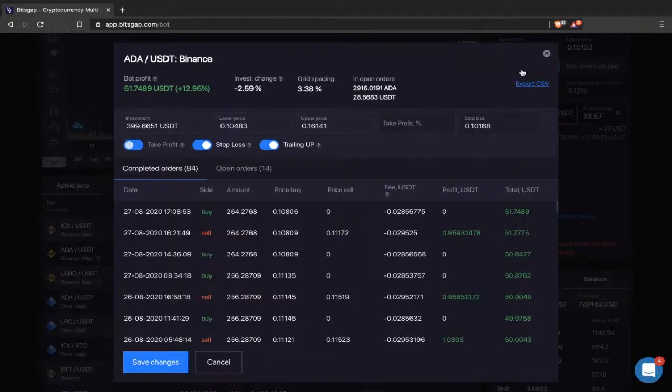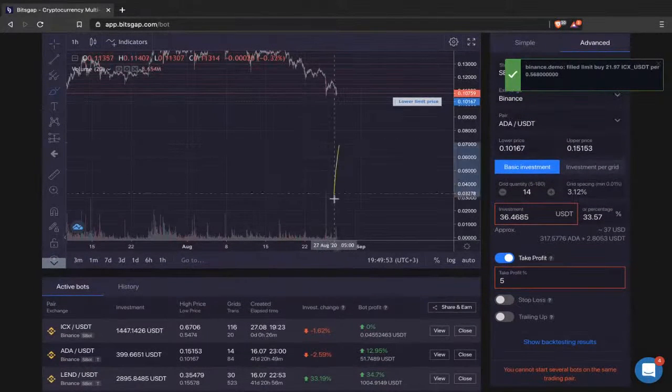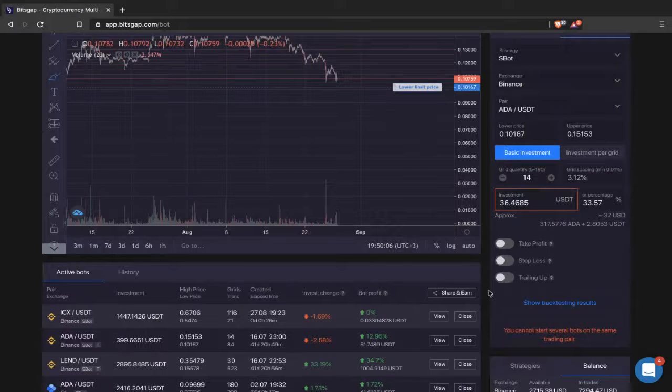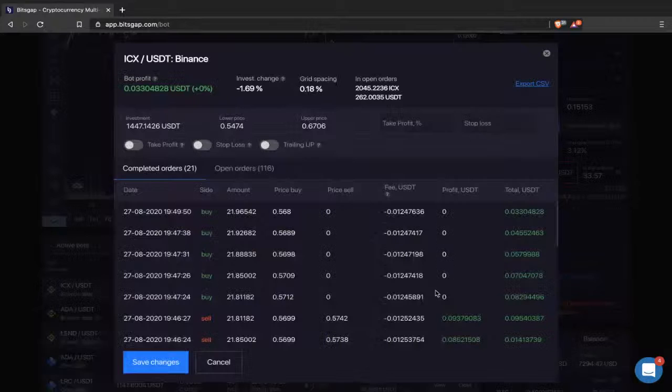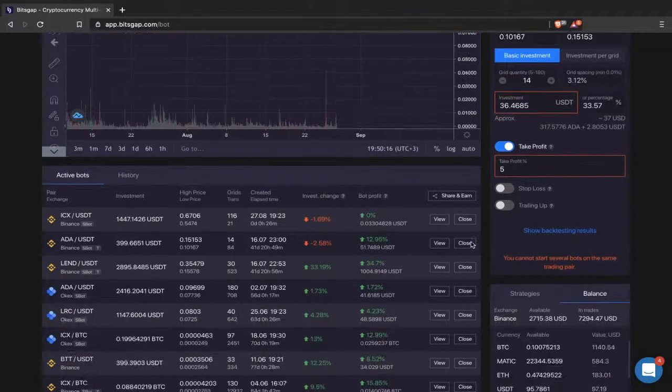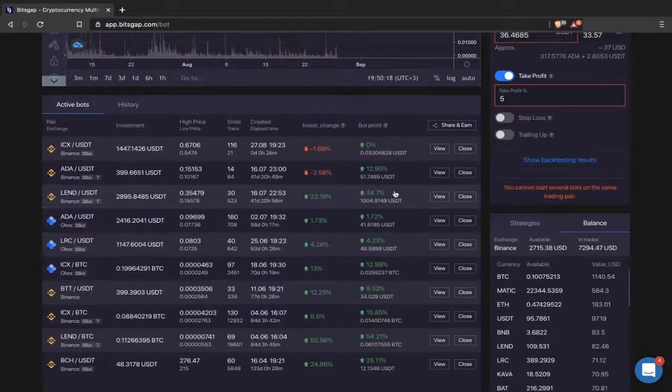So it can be that you are in a rush and the market is extremely volatile, it's moving like crazy, and you don't actually have time to set all of these take profit, stop loss and trailing up. Then you just initiate the bot and later you go on view and assign all of the features that you previously wanted to plot. So everything is here for you at your convenience.